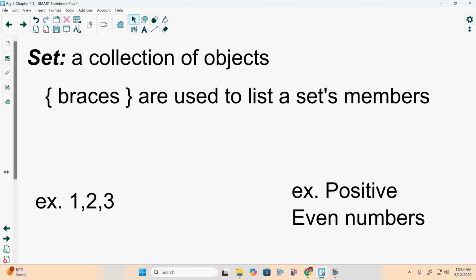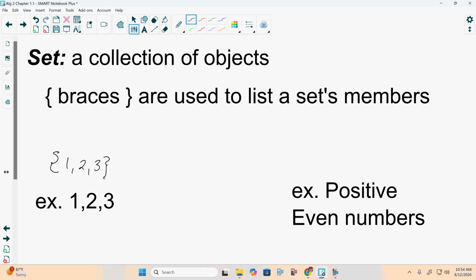So if we're looking at the first example here, 1, 2, 3, brace 1, 2, 3. We've listed that set. And that set's kind of nice because there's 3 elements. Each object in the set is going to be called an element. Each element in that set can be easily listed. 1, 2, 3. That's it.